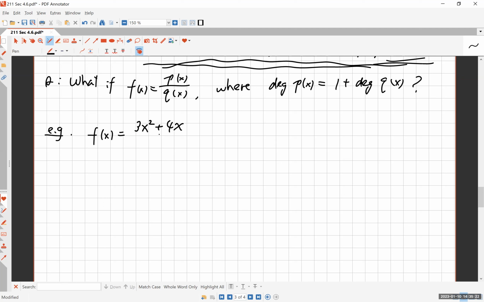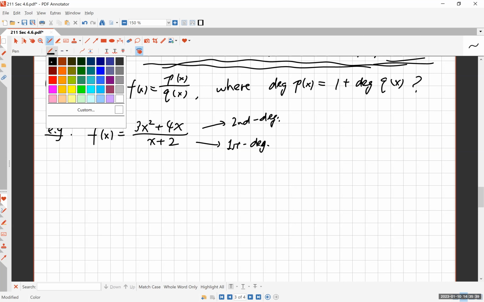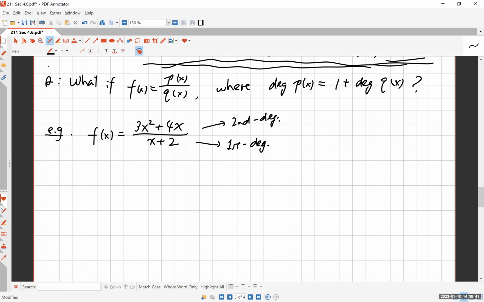So here is an example. Okay, this is second degree on the top, and on the bottom is a first degree polynomial, right? So of course the numerator has degree 1 bigger than the denominator. So how do you analyze a function like this? Well, you can do a long division.